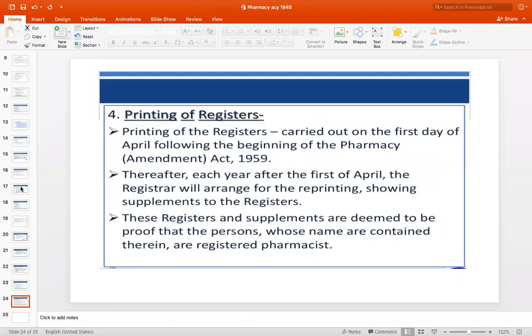And what are the functions of State Pharmacy Council? Ma'am, provide registration of the pharmacist of the particular state. And ma'am, regulating the institutions of the state, providing education for the courses. Okay, correct. Inspection of the institutions. Very good. Someone said 1959, it was printing of register, and that is also one of the functions.